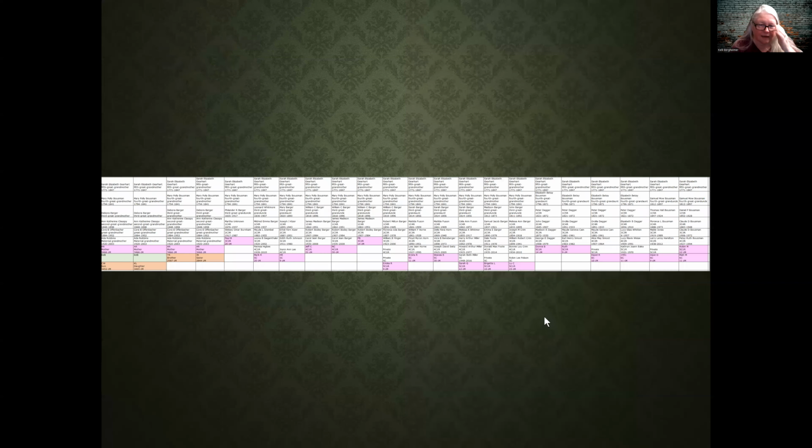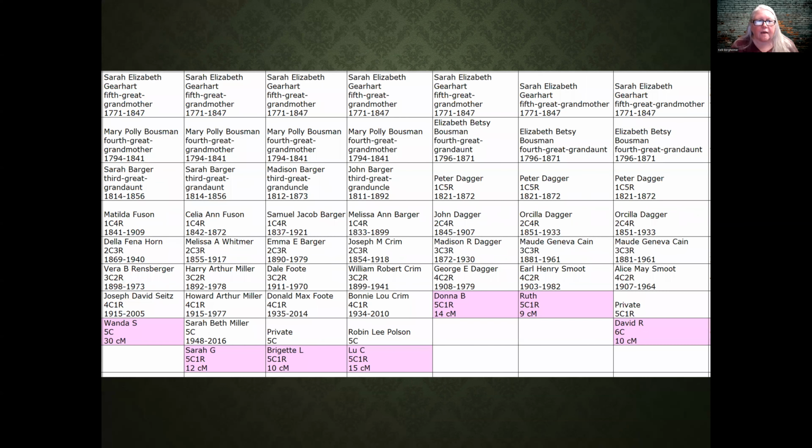Now, I know you can't see this, but in pink is everyone that I've discovered using through lines who's related to me through lines to Sarah Elizabeth Gearhart. Now, I think I have a little bit bigger picture of this. Yes, let's blow that up. So this is Sarah Elizabeth Gearhart in that top row, Mary Bozeman in the next row, and you can see Elizabeth Betsy Bowman, a sister, and descendants.